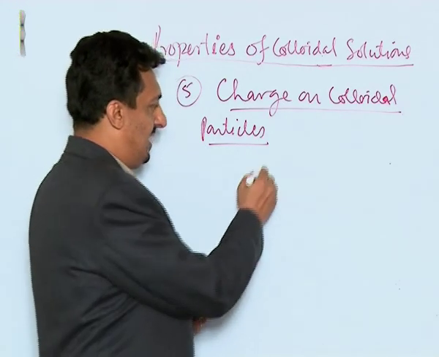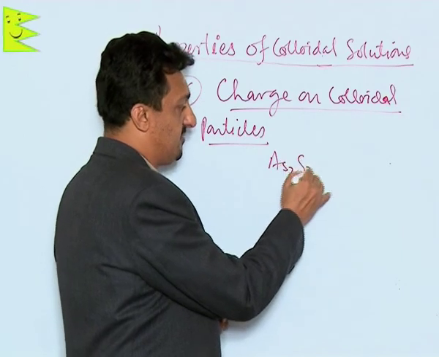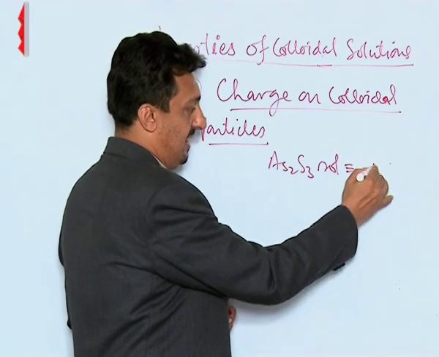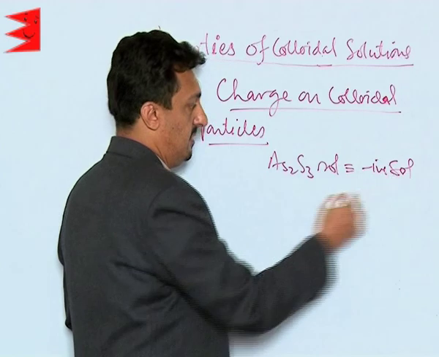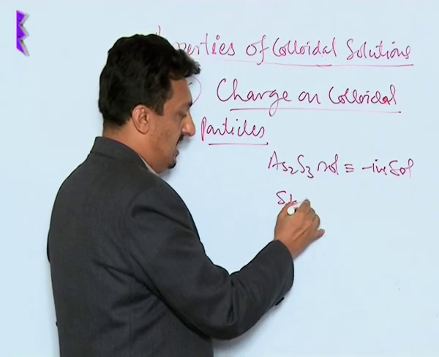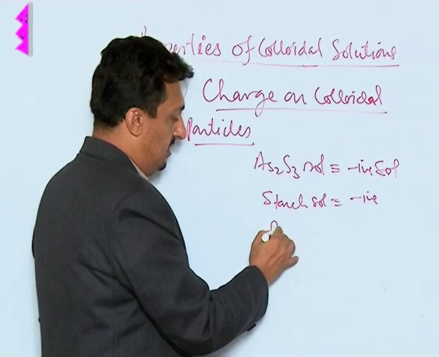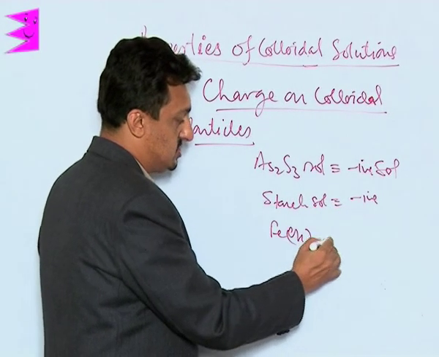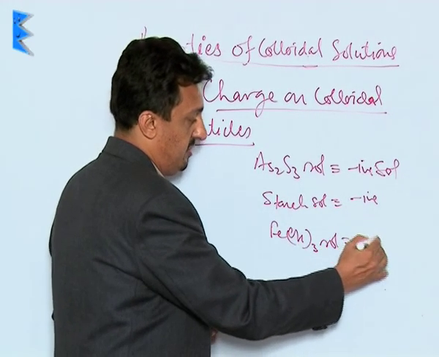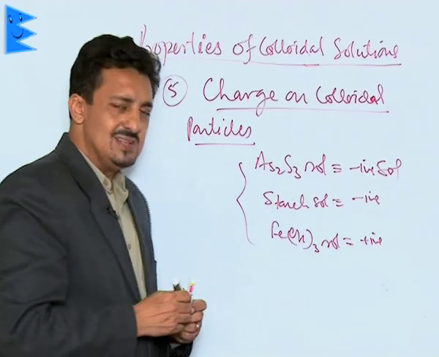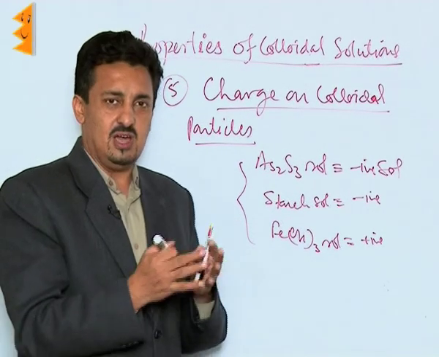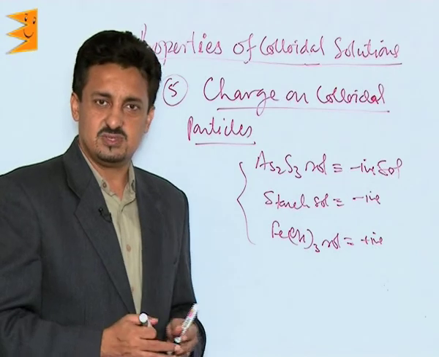Like we know, arsenic sulfide sol is regarded as a negative sol. We know starch sol is a negative sol. We know ferric hydroxide sol as a positive sol. So these colloidal particles have one or the other type of charge on their surface.